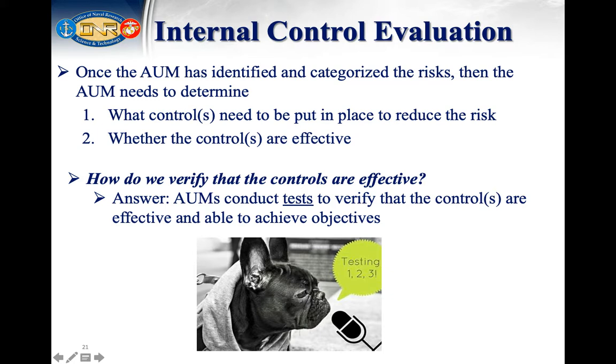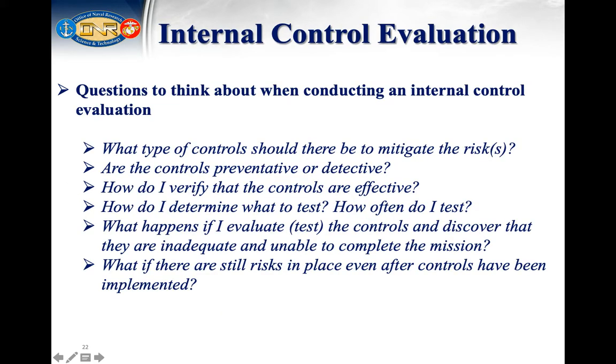So now that we have performed our risk assessment, we need to determine what internal controls need to be implemented and whether those controls are effective. And we do this by testing the internal controls. So here are some questions that we need to think about when conducting an internal control evaluation. What type of controls should we consider to mitigate the risk? How do I verify that those controls are effective? And what happens if I place the controls and still have risk?